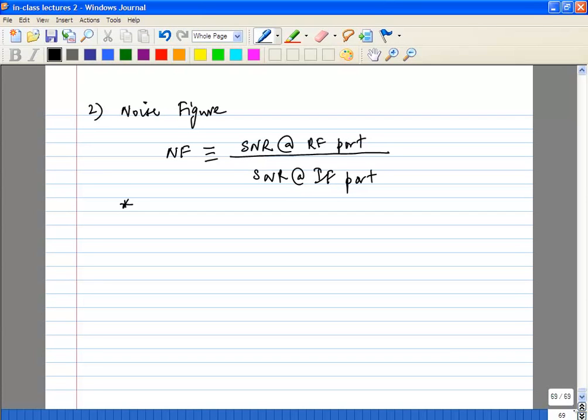If omega LO minus omega IF is omega RF, then omega LO plus omega IF would be omega image. So what happens is you have filtered out all the signal, but the broadband noise floor would still be there, and that will get translated on top of your signal. So you have to be very careful.